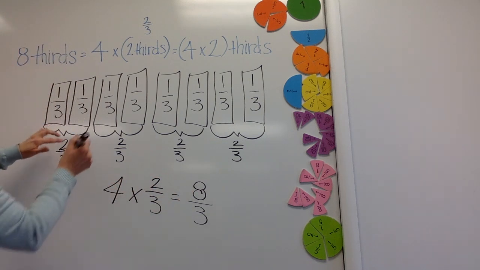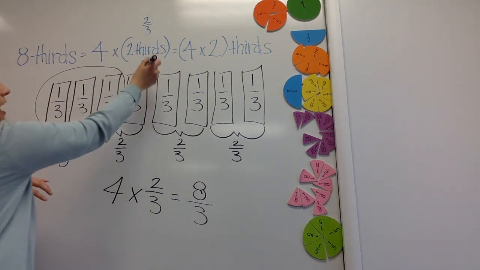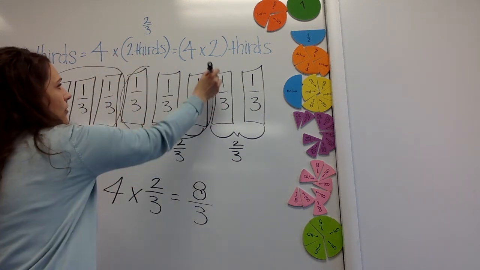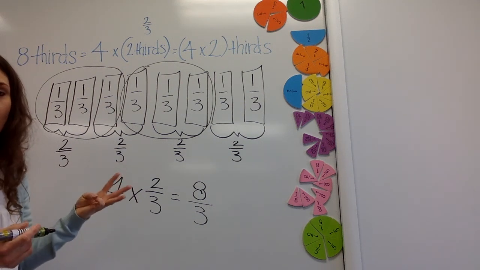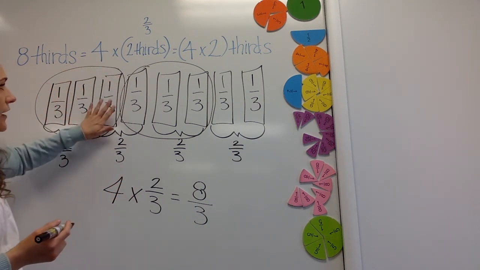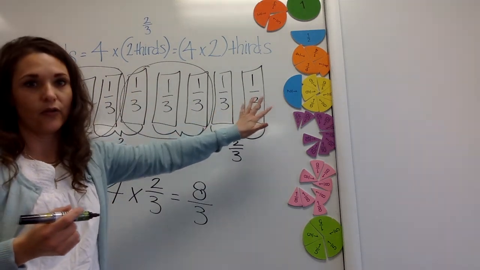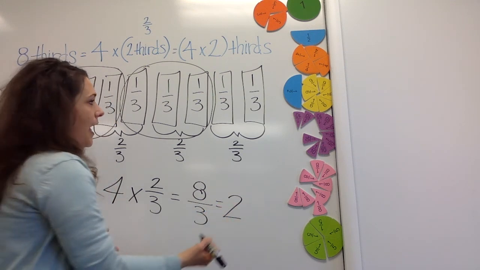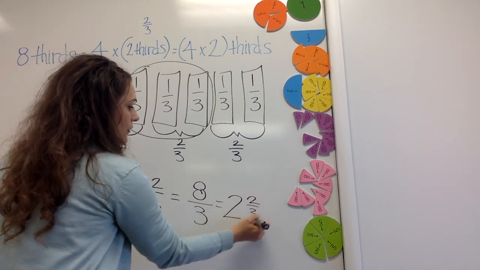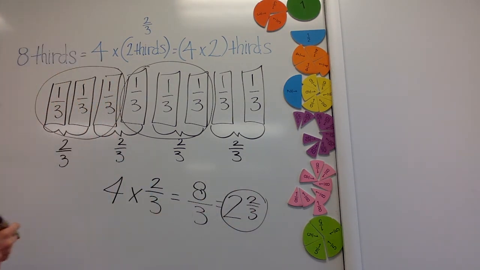We could actually take these 3 1/3 pieces and these 3 1/3 pieces, because it takes 3 1/3 pieces to make a whole, right? So we can make a whole here and a whole here, and then these are left over. We don't have enough to make another whole. So we could say that this is equivalent to 2 wholes and 2/3 left over. We could rewrite that as a mixed number right there.